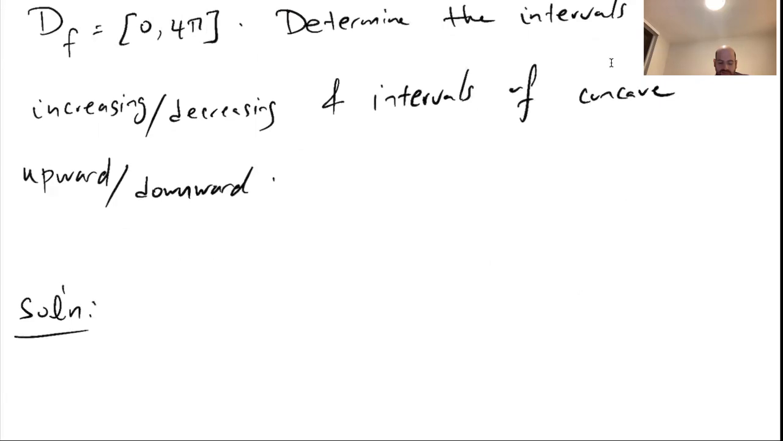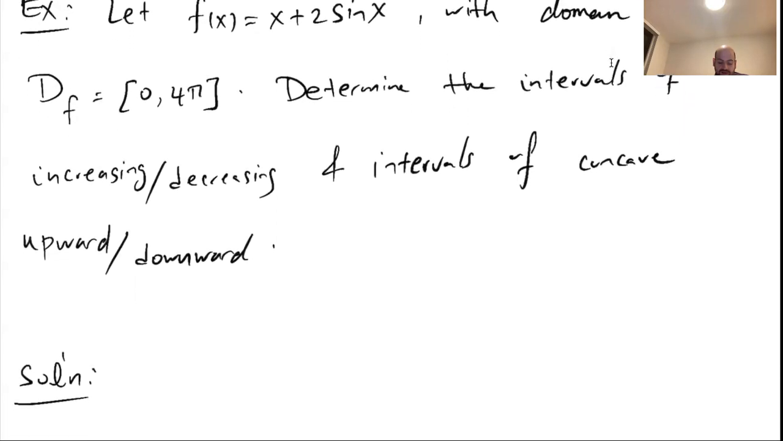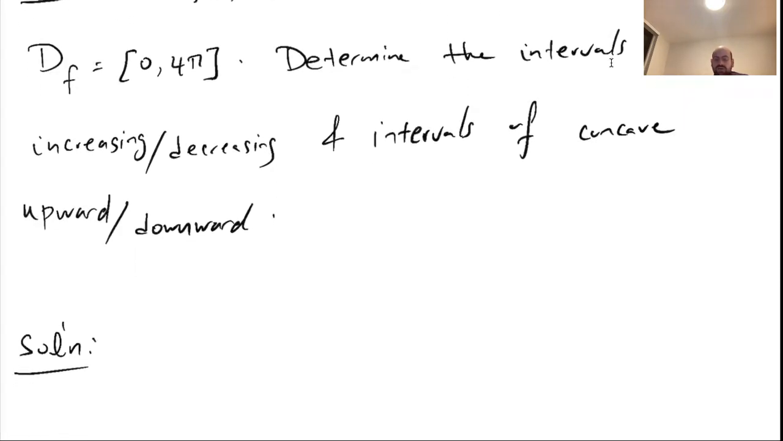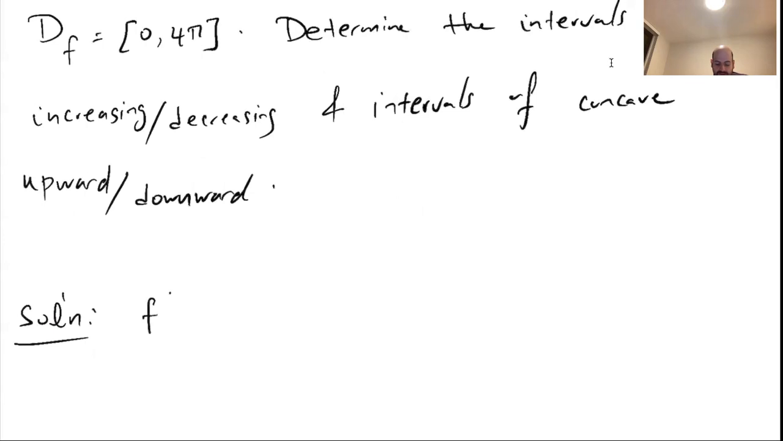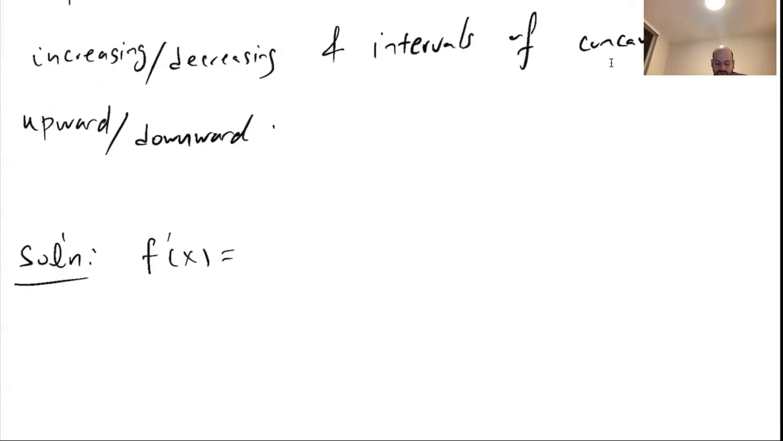Okay, solution. So we have f of x that is given to us. First, we need to find the derivative to see where it's positive versus negative. That determines increasing, decreasing. And then the second derivative will determine concave upward, downward. So what is f prime of x? f prime of x, the derivative of x plus 2 sine x, is 1 plus 2 cos x.